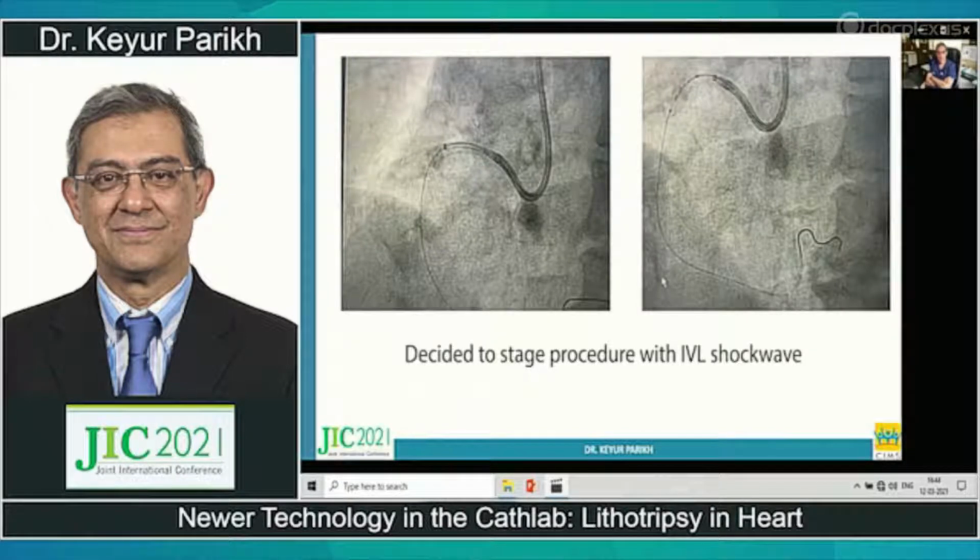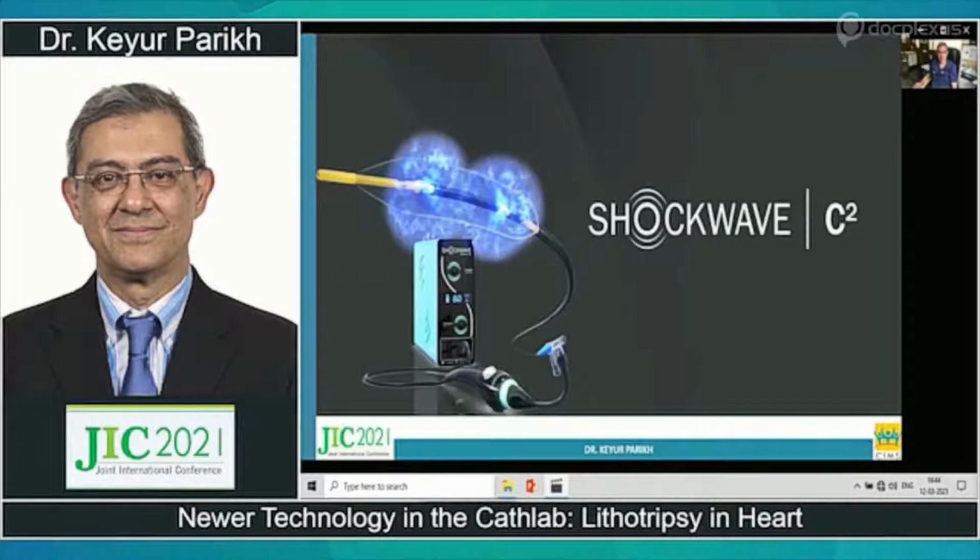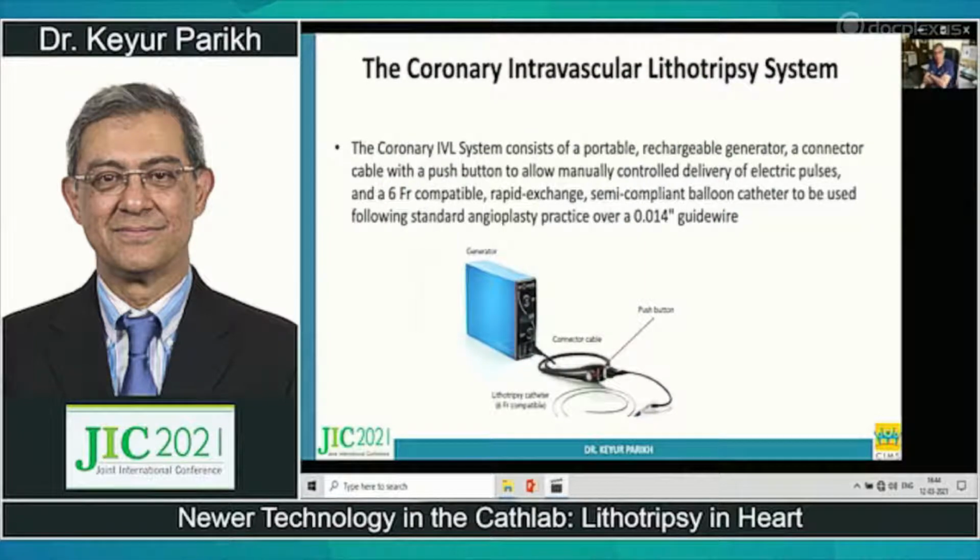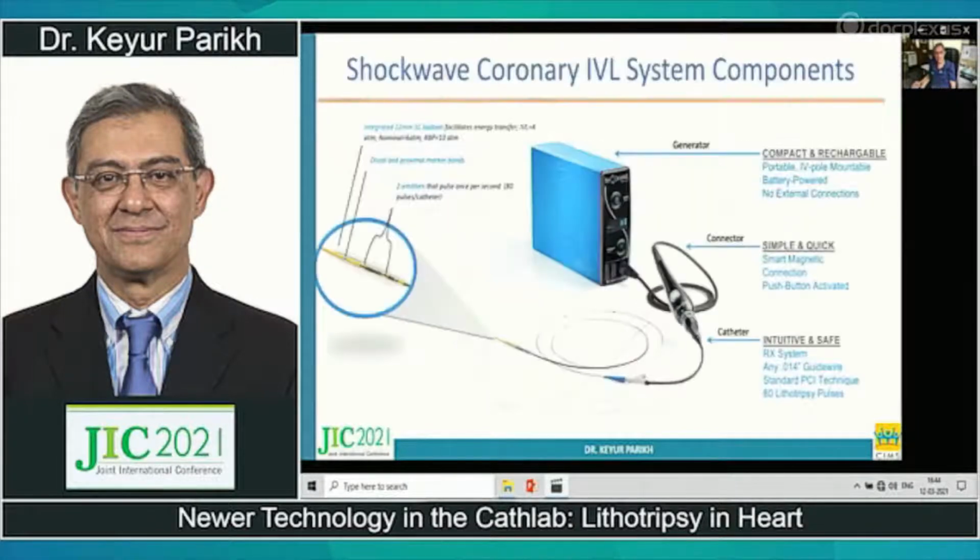The lesion was still there, and we used a guide catheter and a special catheter, using this technology called the IVL shockwave catheter. The IVL system consists of a portable rechargeable generator, a connecting cable, and a push button to manually control delivery of electrical pulses. This is the generator, this is the connector cable, and this is the balloon. It's a lithotripsy catheter like renal lithotripsy. There are two emitters which emit the shock waves. The system is very portable.